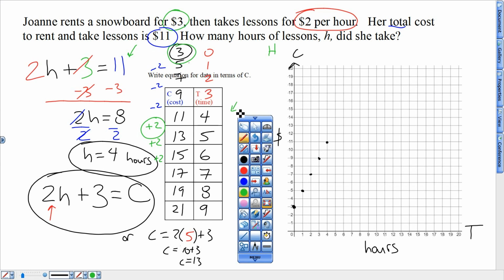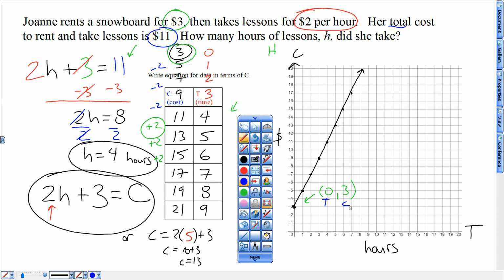Next word is green. Green. Next point is 13, 5, 13. Next one, 15, going up by 2. Drawing this line through this graph. I want you to see all this stuff. This is my y-intercept. That's at 0 hours. When time is 0 hours, the cost is $3.